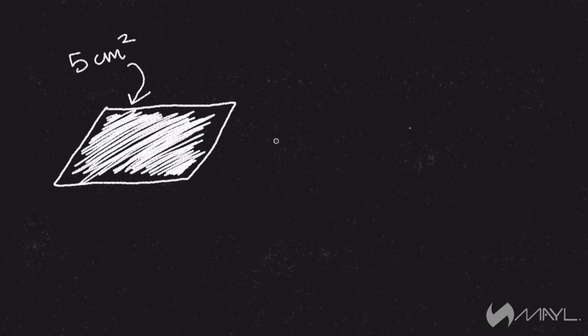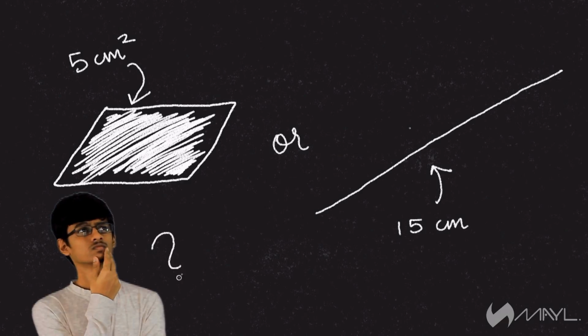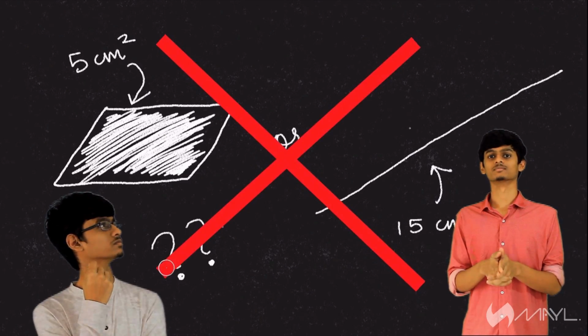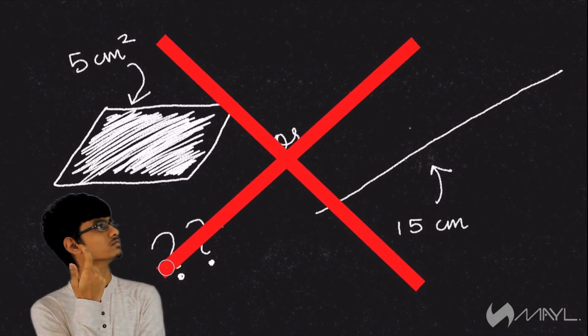Which of these do you think is larger? A rectangle of 5 cm square in size or a line segment of 15 centimeters? Well, the answer to that is that the question itself is wrong. Now, why is that so?